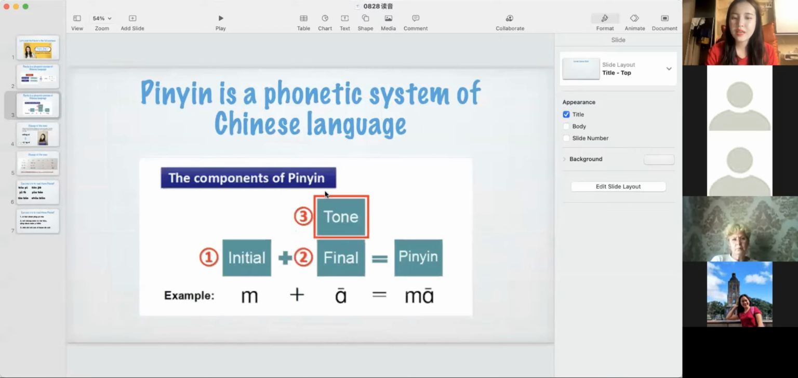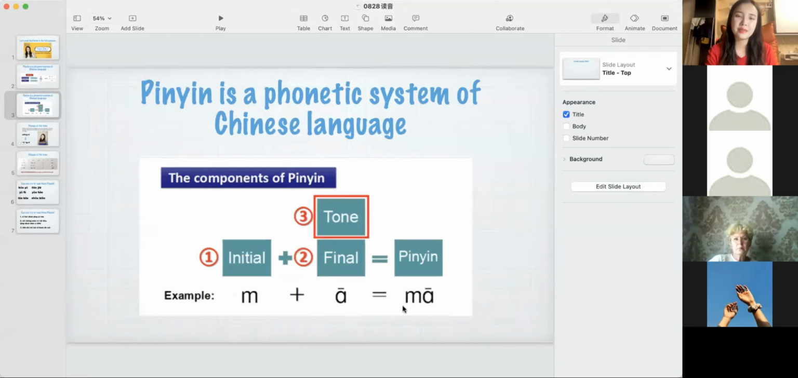Right here is the component of Pinyin. First, we have the initial, which is the consonant. Initial consonant plus final vowels, and the tone is always on top of the vowels. So read from the initial plus the final plus the tone, and together it is Pinyin. It shows how to pronounce this character. An example is ma. M is the initial consonant. Mo, a, ma, ma. Combine all of them together. This is how you read one character.